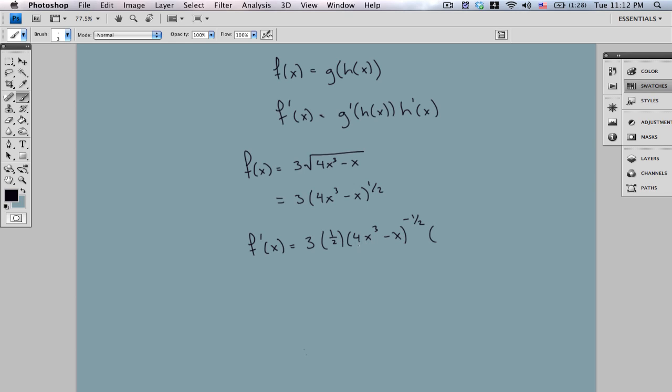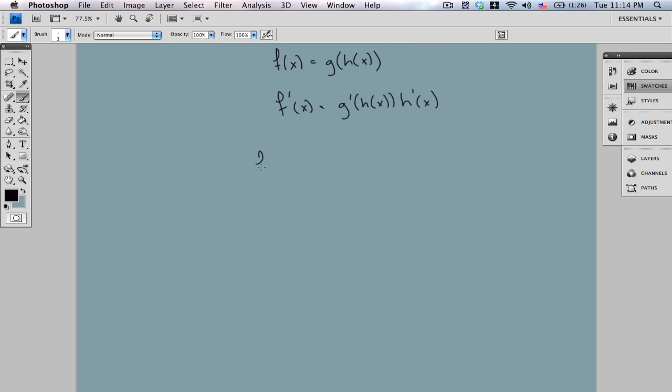So the derivative of 4x cubed is going to be 12x squared. The derivative of x is 1, so we've got that. And at this point you're done. To make things a little bit simpler, combine these two terms. So you've got 3 over 2 times (4x cubed minus x) to the negative 1/2 times (12x squared minus 1).